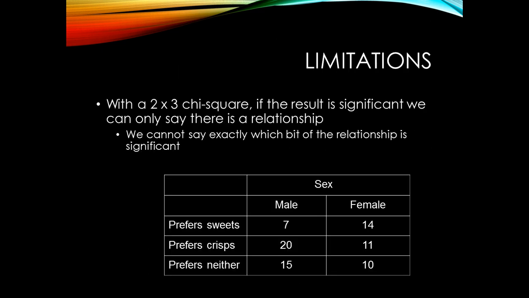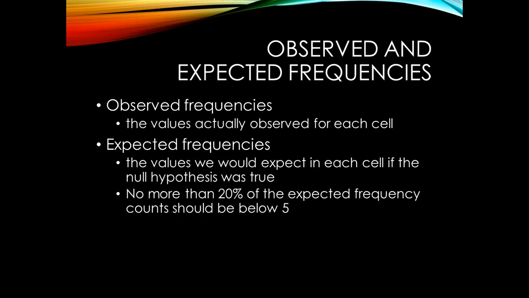So going back, the observed results here were 7, 14, 20, 11, 15 and 10. That's the number of people who ticked each box. That's the observed pattern, that's who said what. The expected frequencies, well, that would depend on the nature of what it is we're looking at, but roughly how many people on average would you expect to tick a given box?